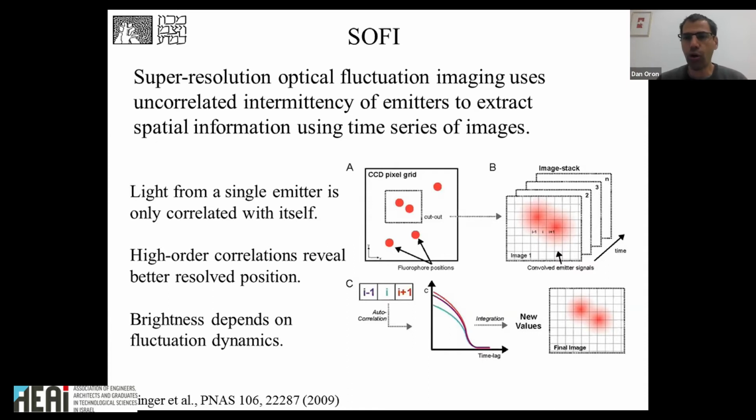So if you look at the correlation signal, not at the intensity, but at the correlation signal between neighboring pixels in your camera, then there's spatial information encoded in that. And the higher order correlations encode higher spatial resolution information. This was developed by Jörg Enderlein and Shimon Weiss 10 years ago. And I'll get back to this kind of method soon.